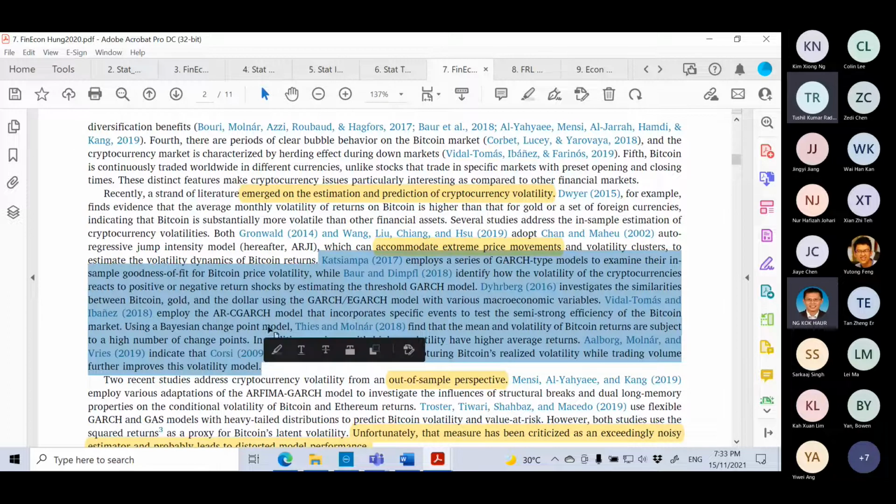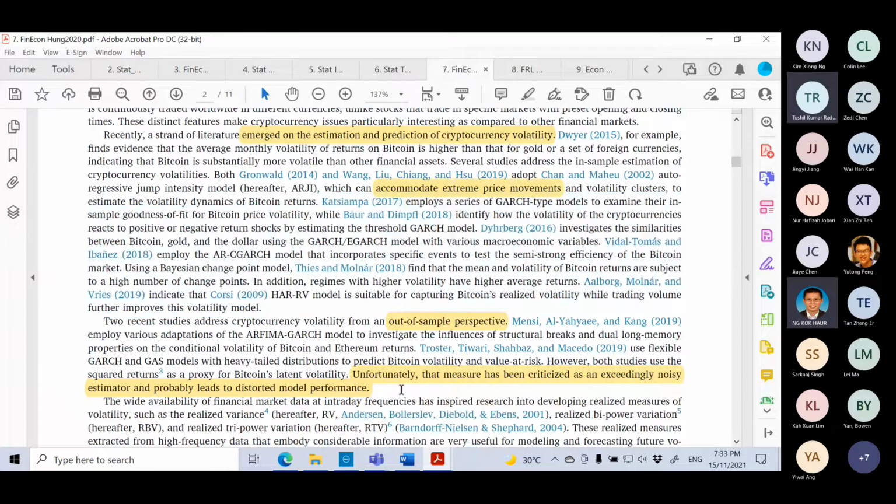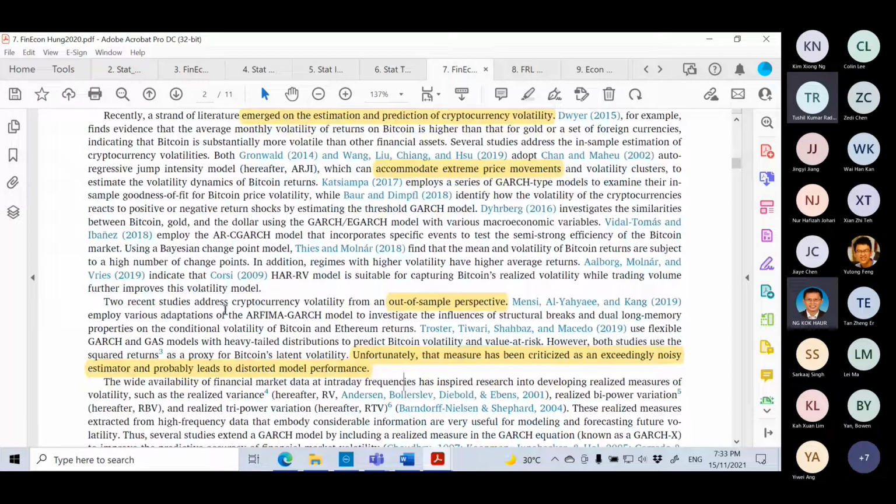Okay. Then after that, they also mention the realized measure. So as you can see out here, the 2 regions address cryptocurrency volatility from an out of sample perspective. So these are what they mention. Unfortunately, that measure has been criticized as an existing noisy estimator and probably leads to distorted model performance.